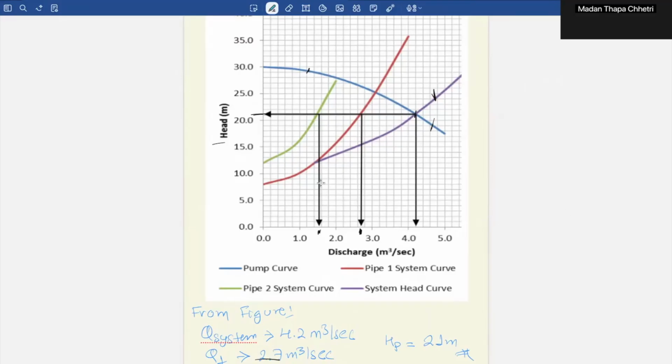And we can always verify our system after finding the operating point. Does Q1 plus Q2 equal Q total? Does the pump head equal the system head at that flow rate? This check catches calculation errors immediately, and we can solve confidently as well. So that's it for today's session.